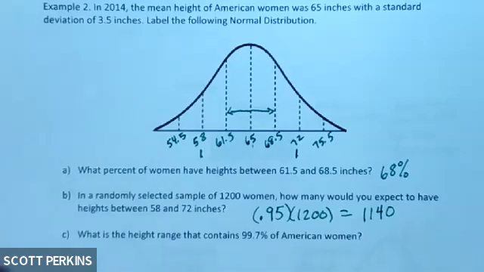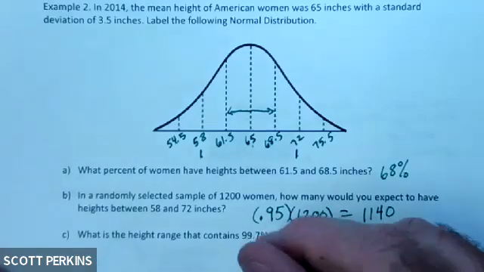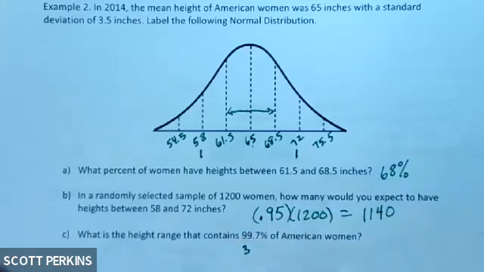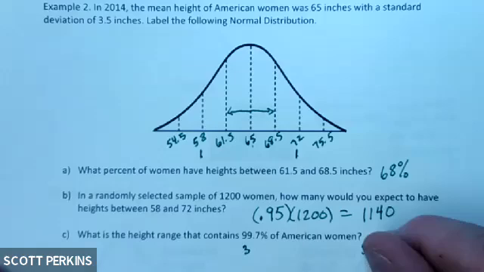that constraint. And then what's the height range? That's 99.7. Well, I'm just going to write 3 here, 3 standard deviations. So that's going to be 54.5 to 75.5.